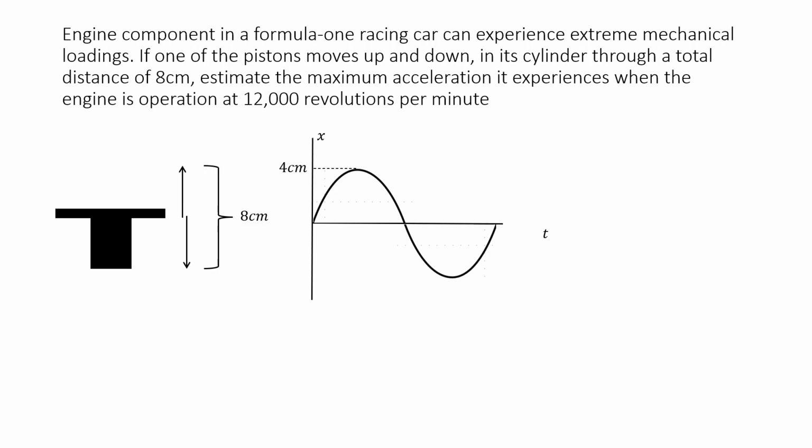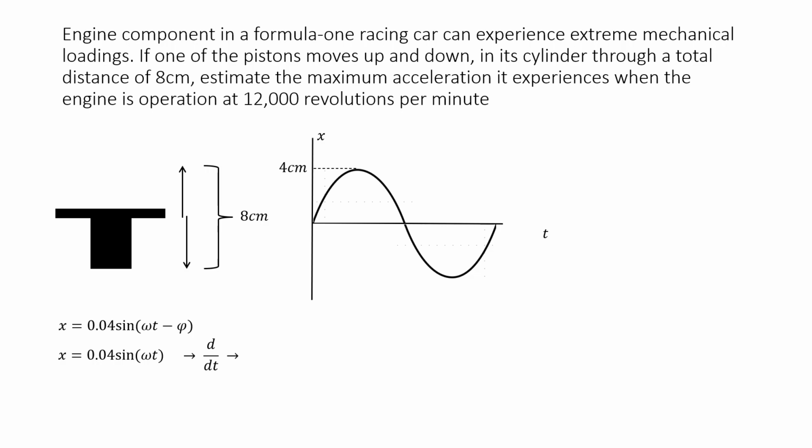This can be written as x equals 0.04 sin(ωt − φ), but because we're only bothered about the acceleration, we don't need to know what φ is, and we can just assume that φ is 0.